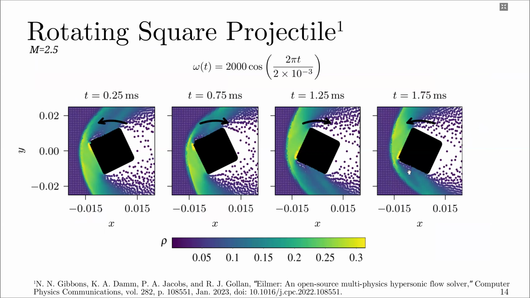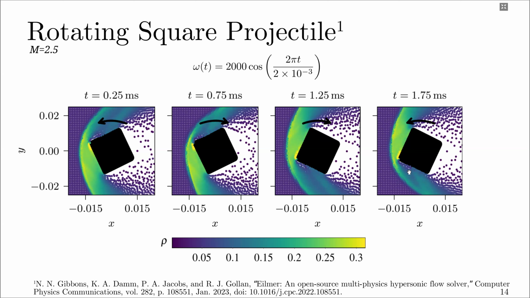We can also do moving bodies without much effort. Basically, we just have to move bodies. That's all. So this is a rotating square projectile case from Elmer, which is another compressible flow solver.